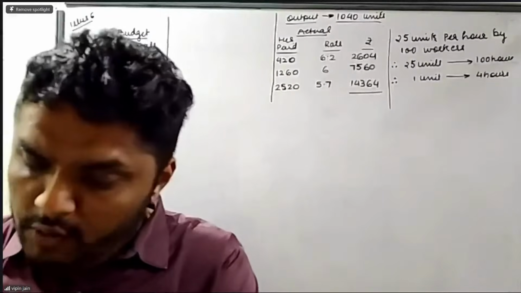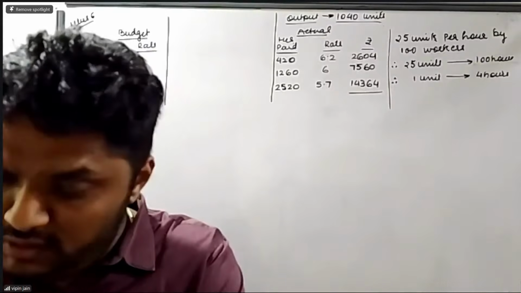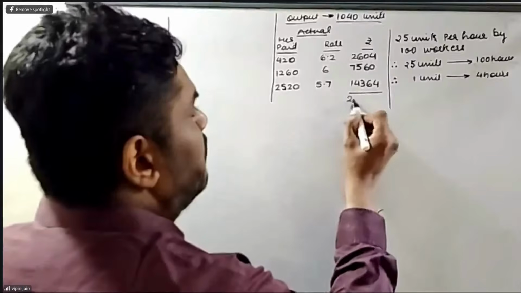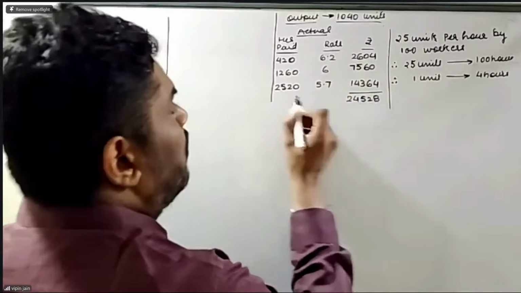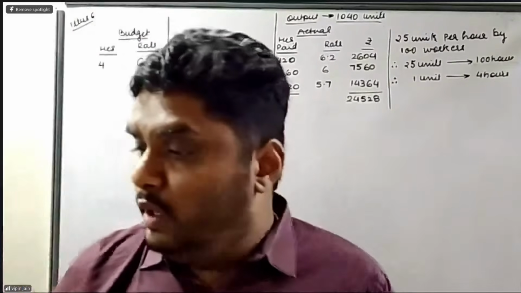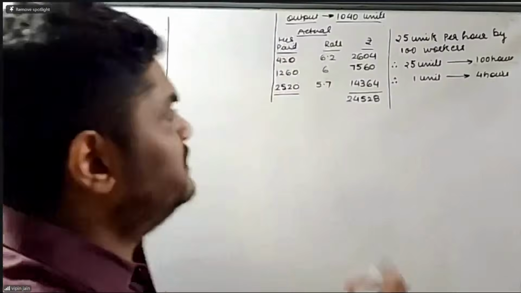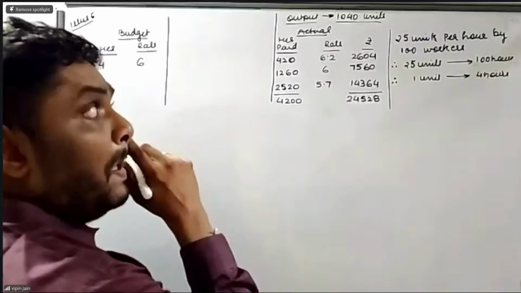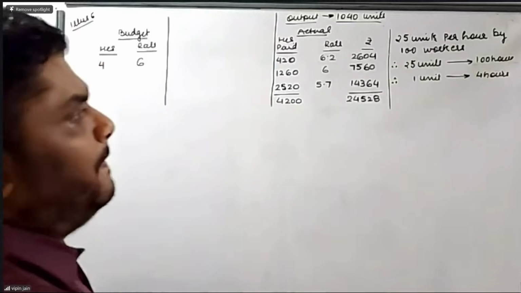So the total amount paid is 7560 plus 14,364 plus 2604. That is 24,528. And 42 into the number of workers is 100, so it is 4,200. So this is what about the actual hours paid.